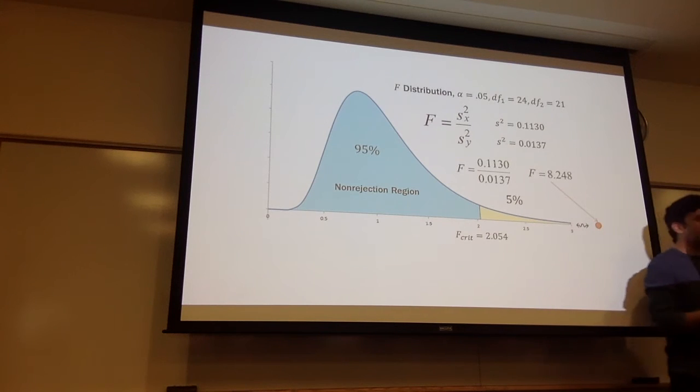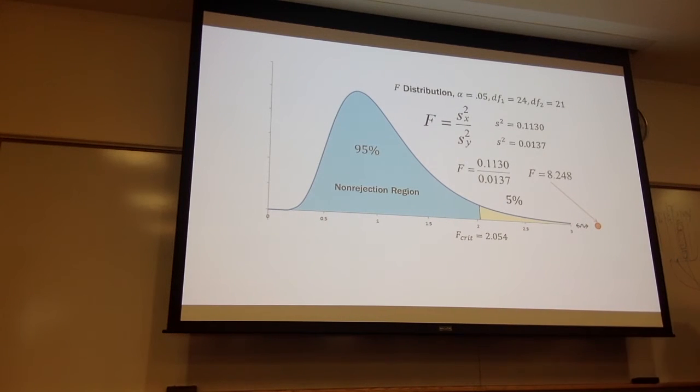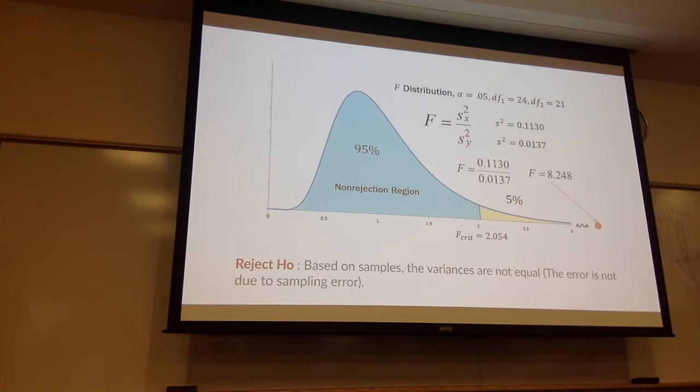So this means there is actually a difference in those machines. Those machines are not working properly. It's not an error because of sampling. So we reject the hypothesis.